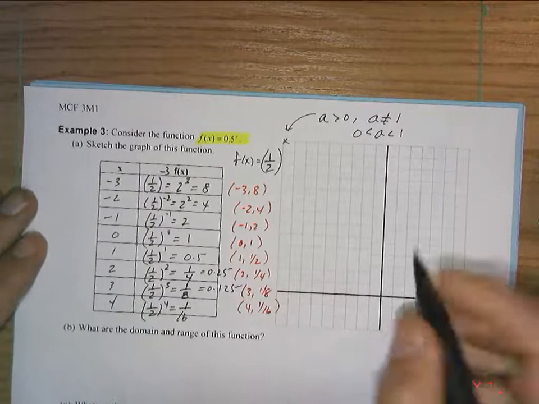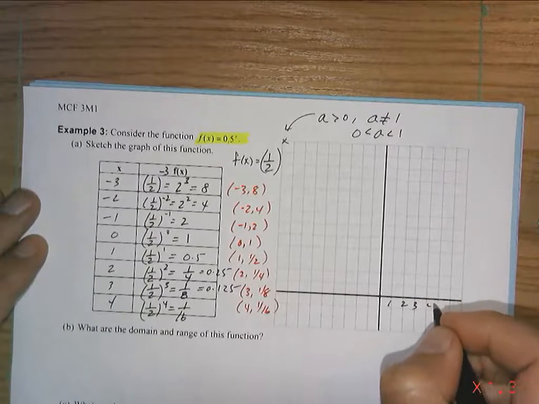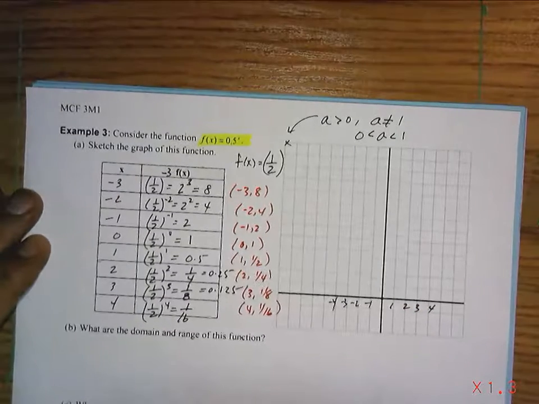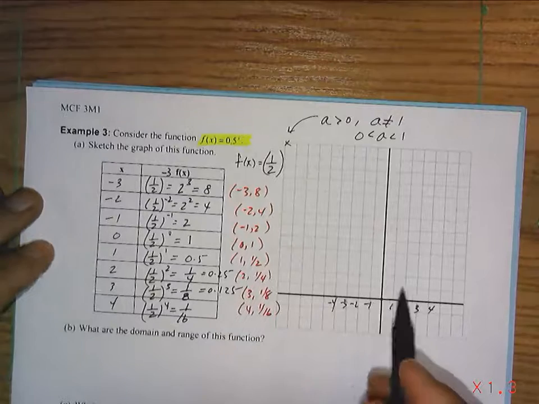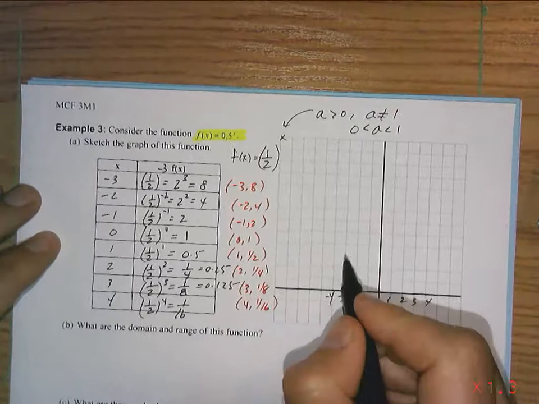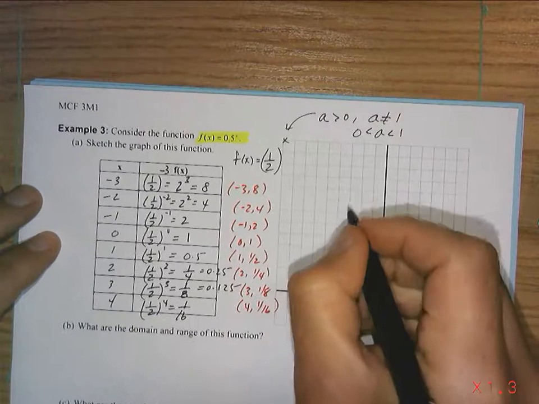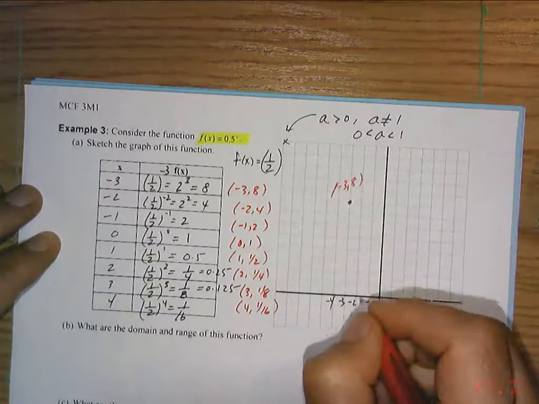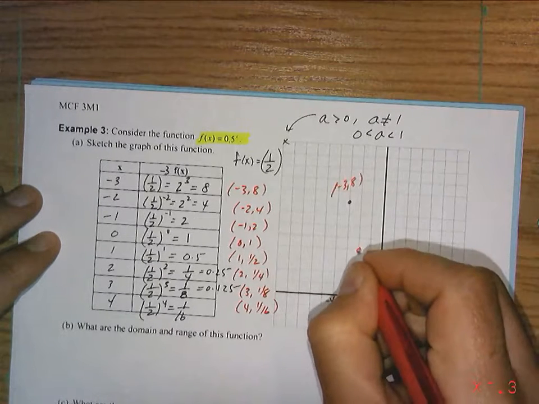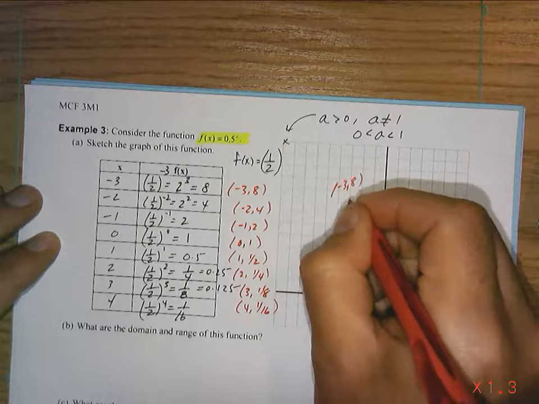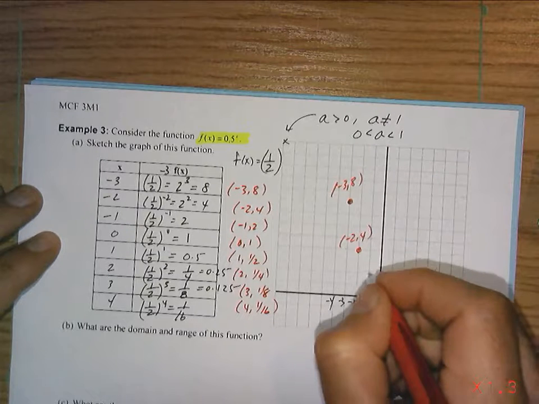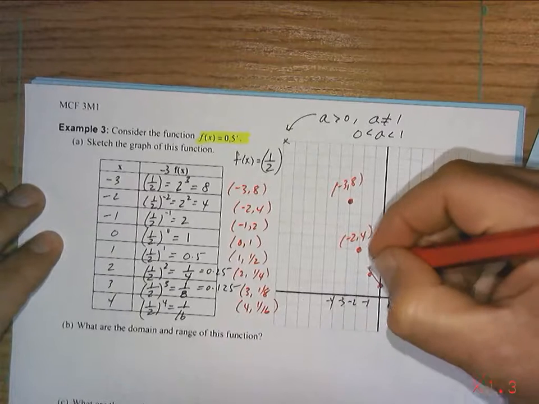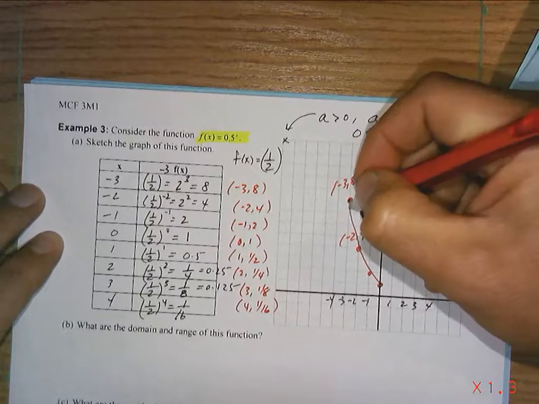Let's try plotting these. 1, 2, 3, 4, -1, -2, -3, -4. And -3, 8 might be one of the easiest ones to plot. So -3, 1, 2, 3, 4, 5, 6, 7, 8. Let's put it here. So that'll be -3, 8. -2 and 4. 1, 2, 3, 4. -1 and 2. 0, 1. So we see that we have this curve that's now shaping this way.